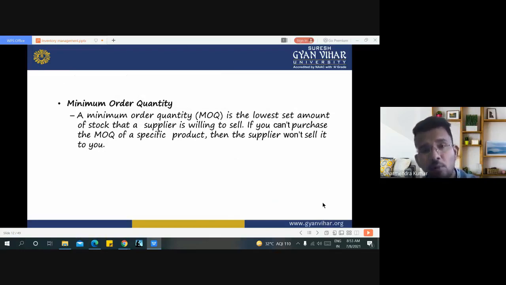This is the minimum order quantity we know in the manufacturing plant. We know it as MOQ, minimum order quantity. It is the lowest set amount of stock that a supplier is willing to sell. If you can't purchase the minimum order quantity of a specific product, then the supplier would not sell it to you.